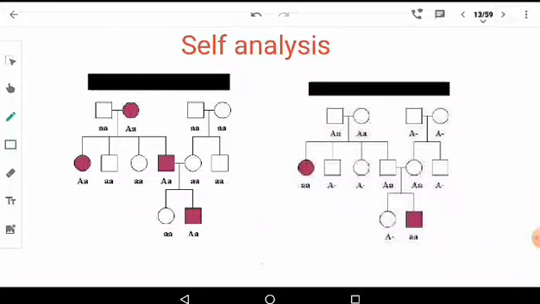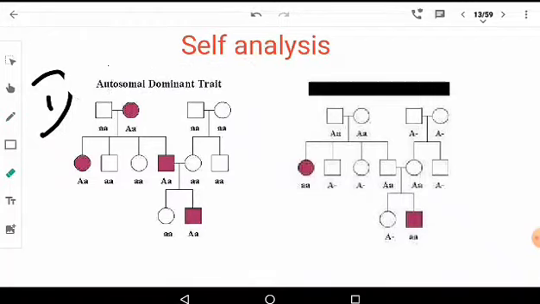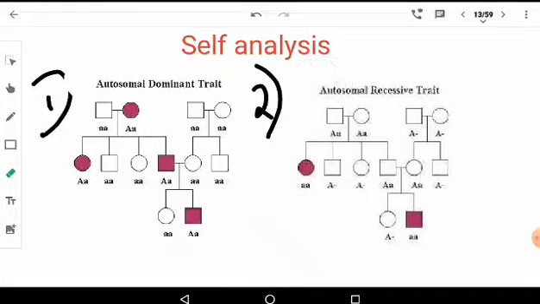Now here is the time for a self-analysis. We have 5 seconds for analyzing the first question. 1, 2, 3, 4 and 5. Let's see what this particular pedigree is. The answer is going to be autosomal dominant trait. Now try the second one. You have another 5 seconds. 5, 4, 3, 2, 1. And the answer for this is going to be autosomal recessive.